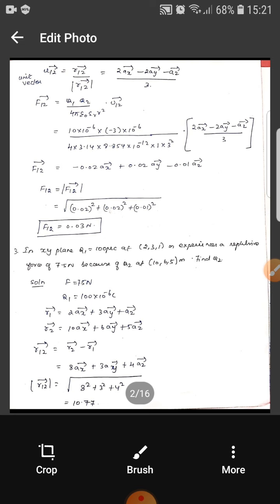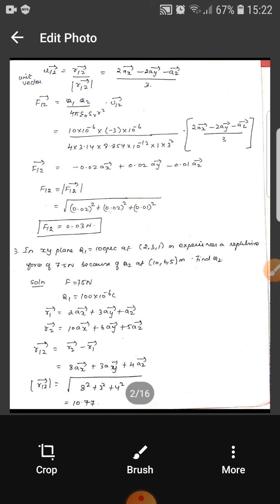So substituting the values in the above formulas, we will be getting a value minus 0.02 Ax plus 0.02 Ay minus 0.01 Az. Next, we have to find the magnitude of F12 vector. So magnitude of F12 vector will be equal to root of 0.02 square plus 0.02 square plus 0.01 square, which will be equal to 0.30 Newton.